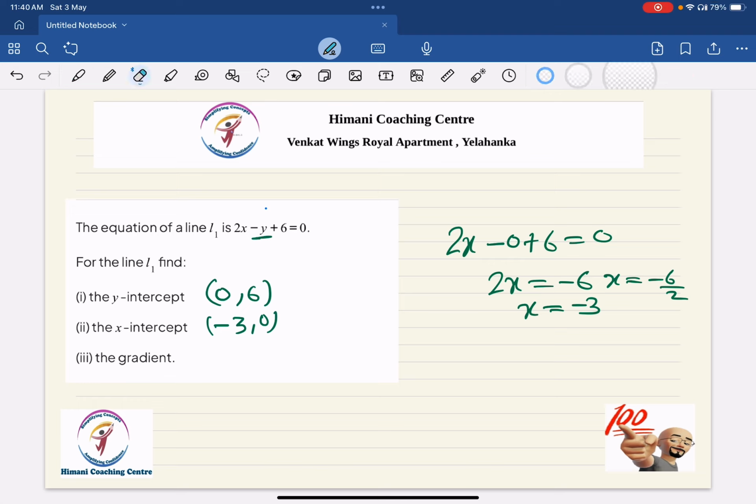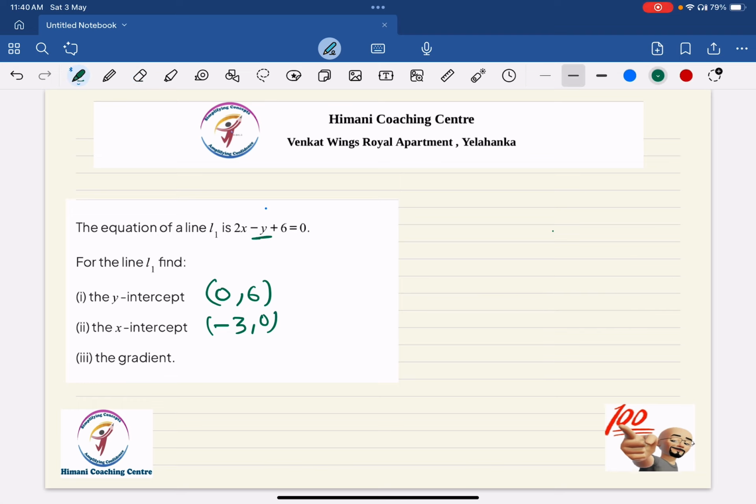Now the next question is, we are supposed to find the slope or gradient of this line. In order to find the slope, we can write the slope equation form, which is y equals mx plus c, where the coefficient of x is m, which is the slope or gradient, and c is actually the y-intercept.